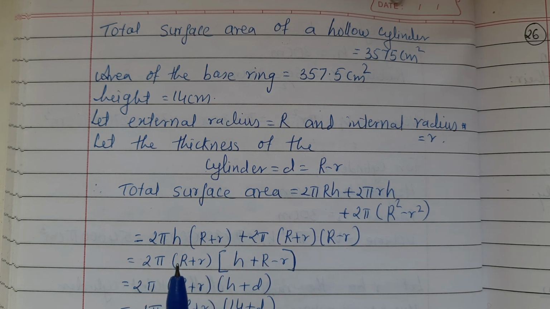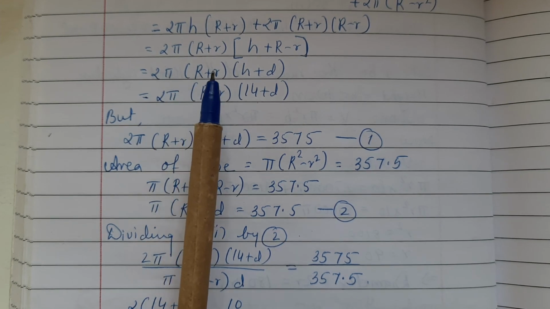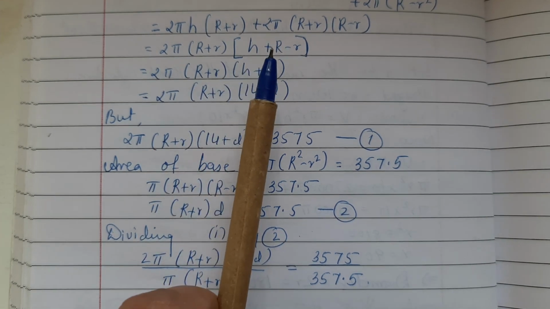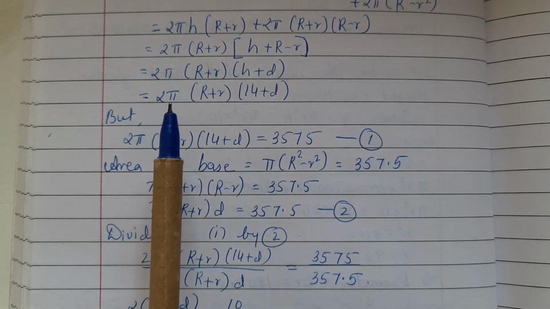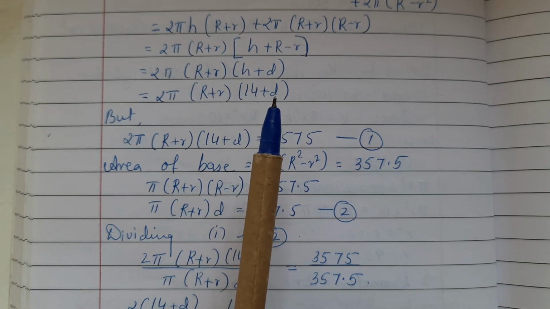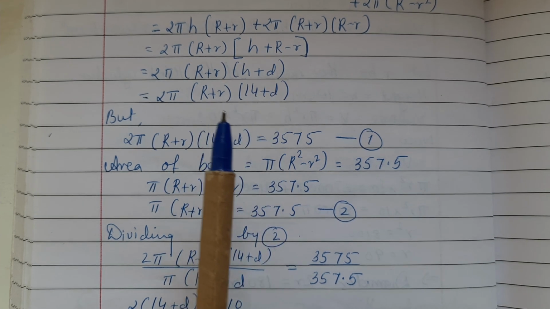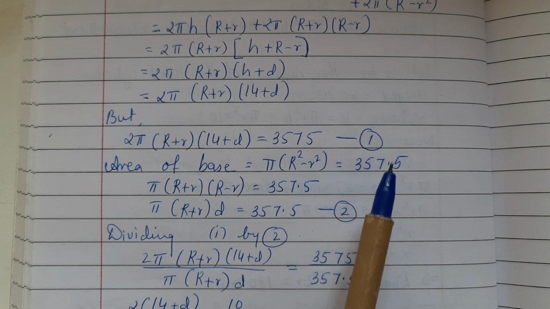2 pi into (capital R plus small r) is common, into (h plus capital R minus r), which is equal to 2 pi into (capital R plus small r) into (h plus capital R minus small r). Capital R minus small r is d, the thickness of the cylinder. So h plus d is equal to 2 pi (capital R plus small r) into (h plus d). The height given is 14 plus d. But this total surface area is 3575. So let that be equation 1.